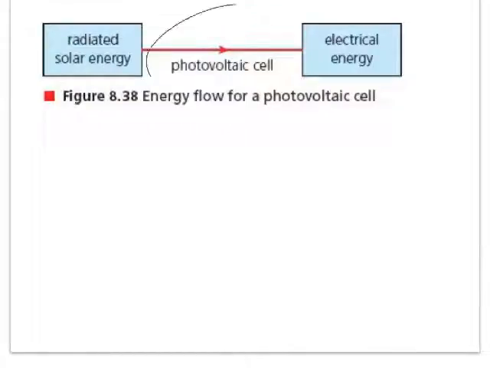For a photovoltaic cell, the energy change is very straightforward. You have radiated solar energy, which becomes electrical energy. The process is called the photoelectric effect, which we will be covering in the higher level syllabus.